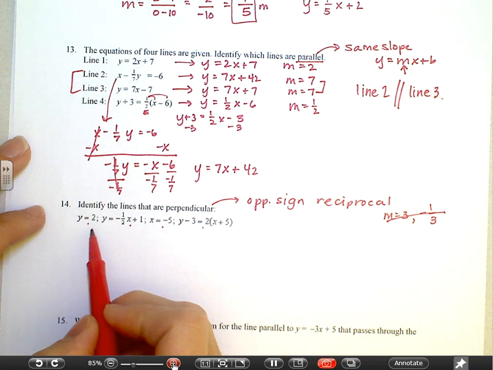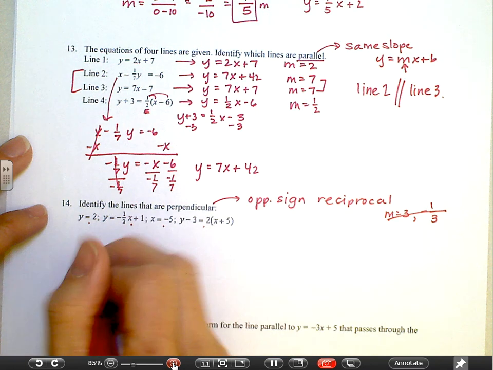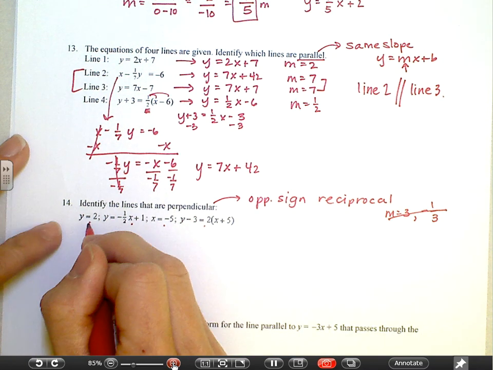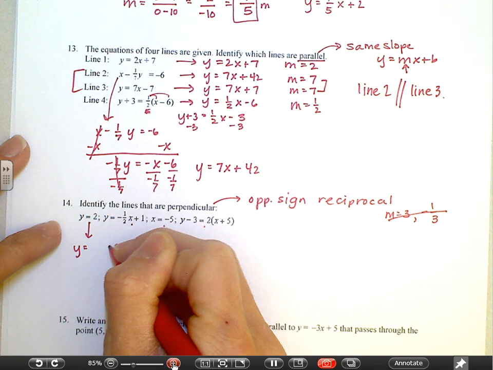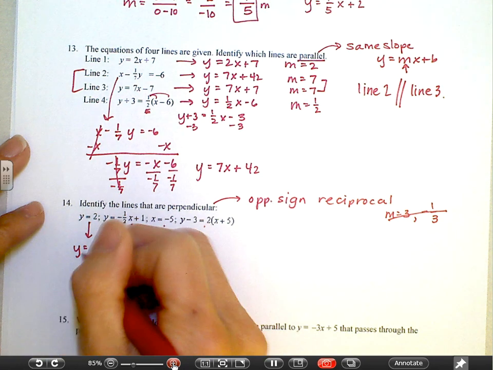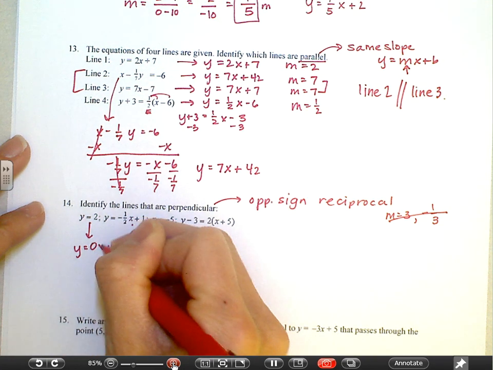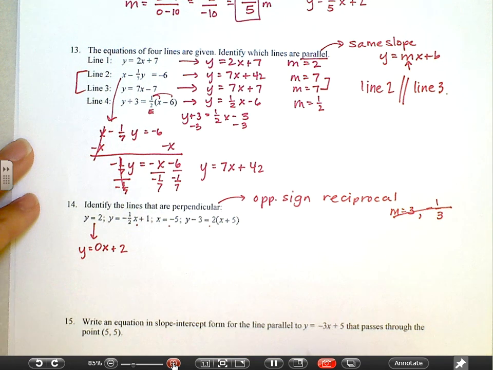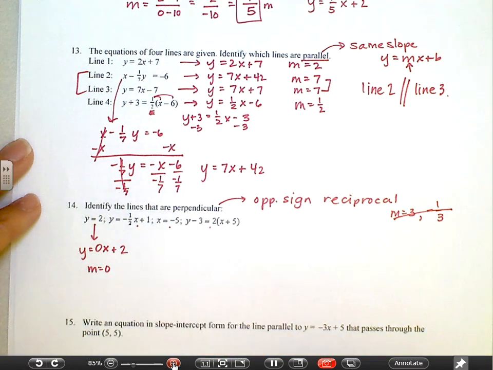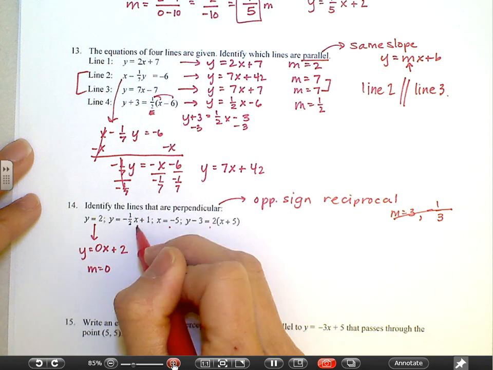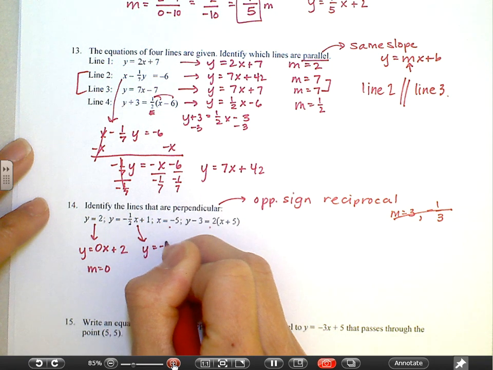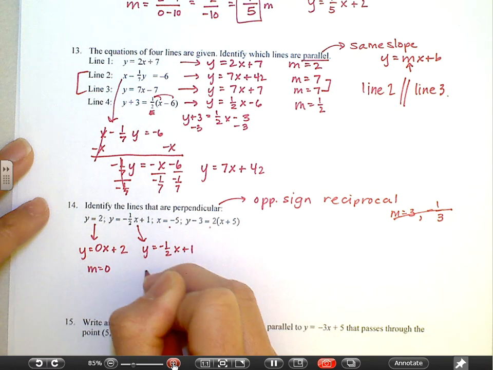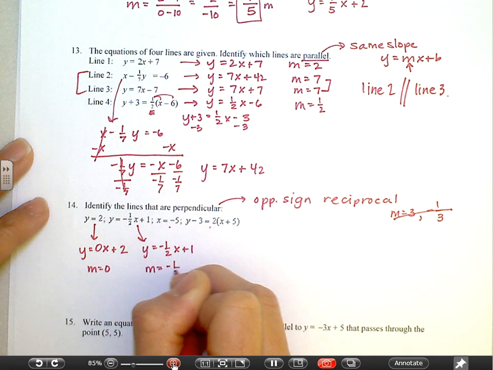All right, well, y equals 2. That is in slope-intercept form. 2 is my y-intercept. I don't have an x term, which means that it was canceled out by multiplying it by 0. So it's 0x plus 2, so my slope is 0. With this one, it is in slope-intercept form, so it's y equals -1/2 x plus 1, and my slope is -1/2.